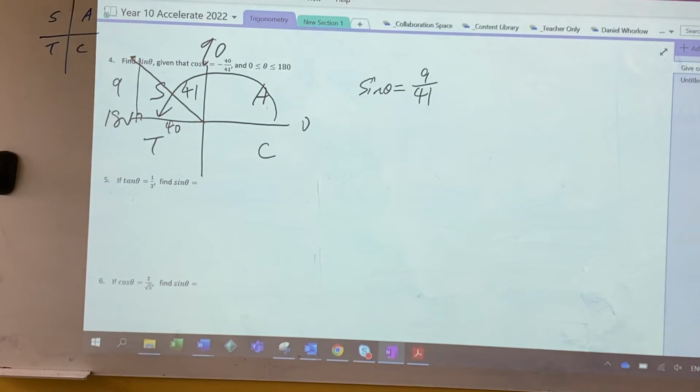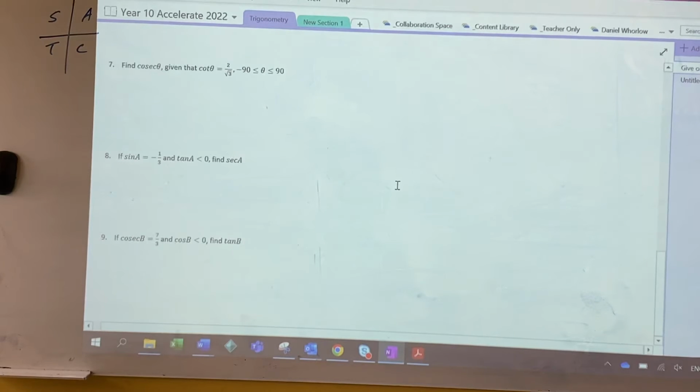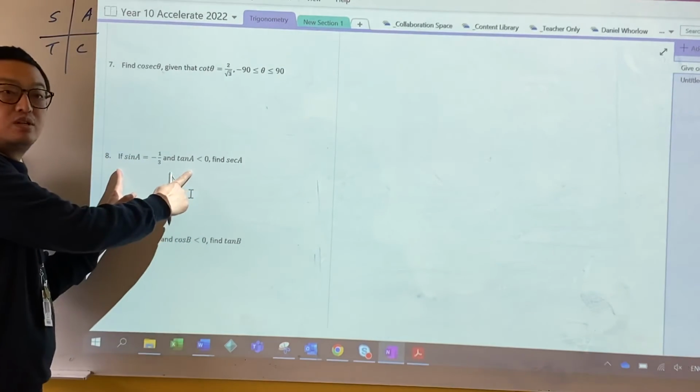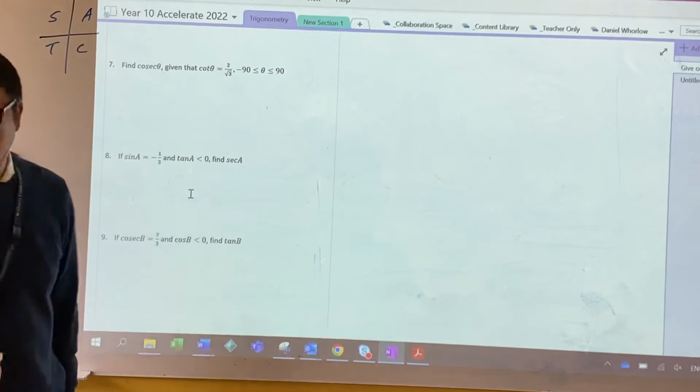Okay, I'm going to have a look at some of the ones. Okay, let's have a look at number 8. It's a little bit different, a little bit harder. Okay, we know sine A is this, and tan is smaller than 0. We want to find sec, right? So, based on these two conditions given, we're going to draw the diagram first and do the calculation in sec. Let's think about the reciprocal.